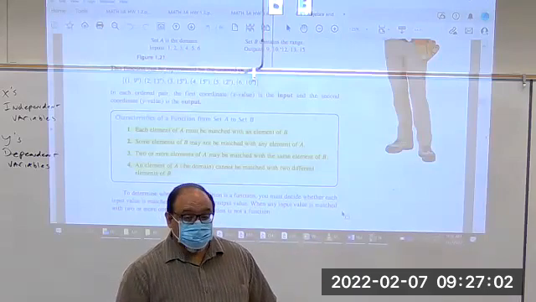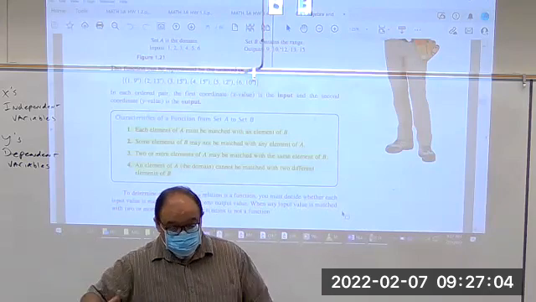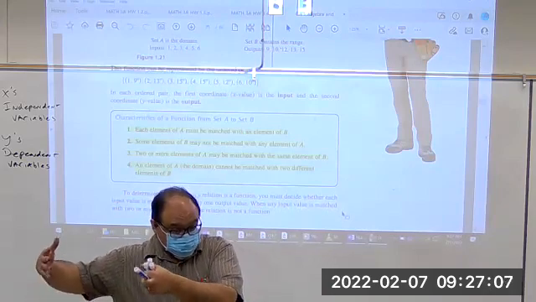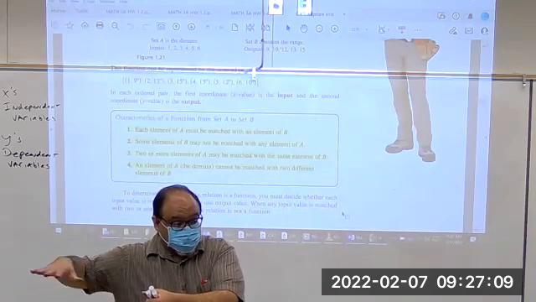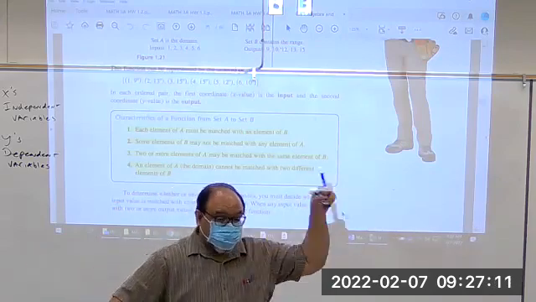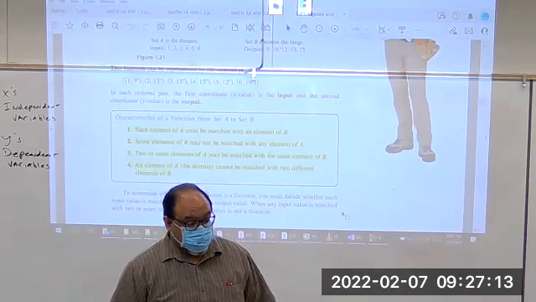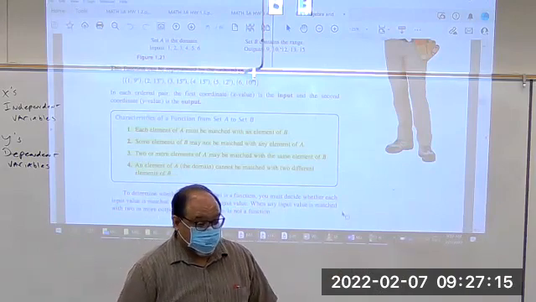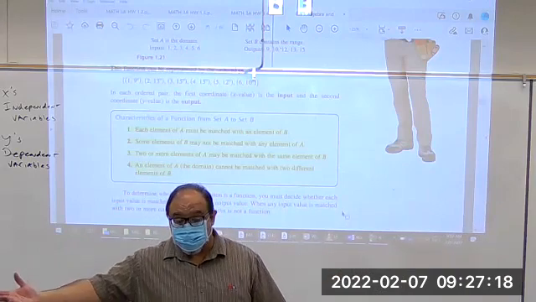So if the women represent the domain, then every woman should be able to match up with a man. And there's going to be some leftover men that don't get anything. But every woman should be able to match up with a man.